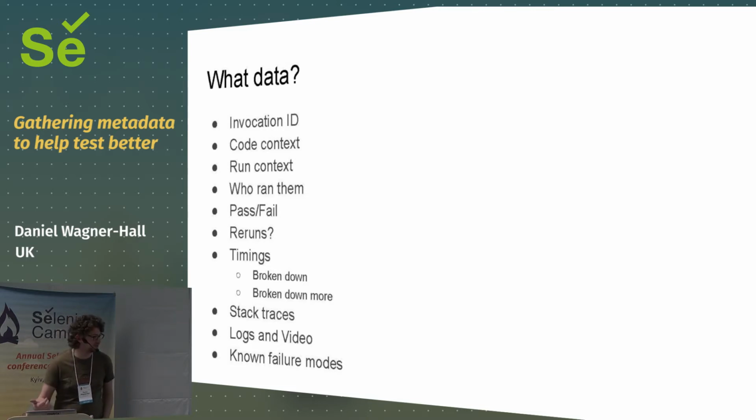The first thing that we log is an invocation ID. That's something we store. What does that mean? So we have an open source build tool called Bazel. Every time anyone runs Bazel test, that is an invocation. That's the equivalent of Maven test or Gradle test or running PyTest or whatever. Anytime someone runs Bazel test, that's an invocation.